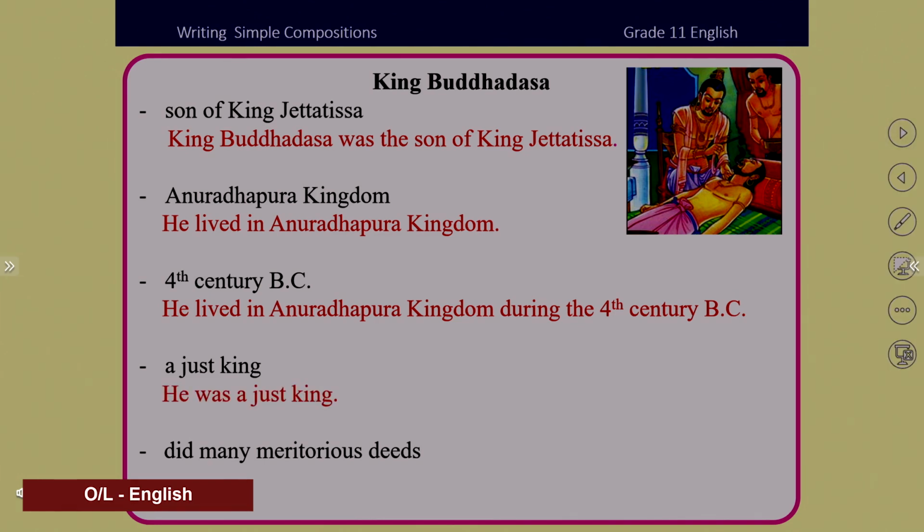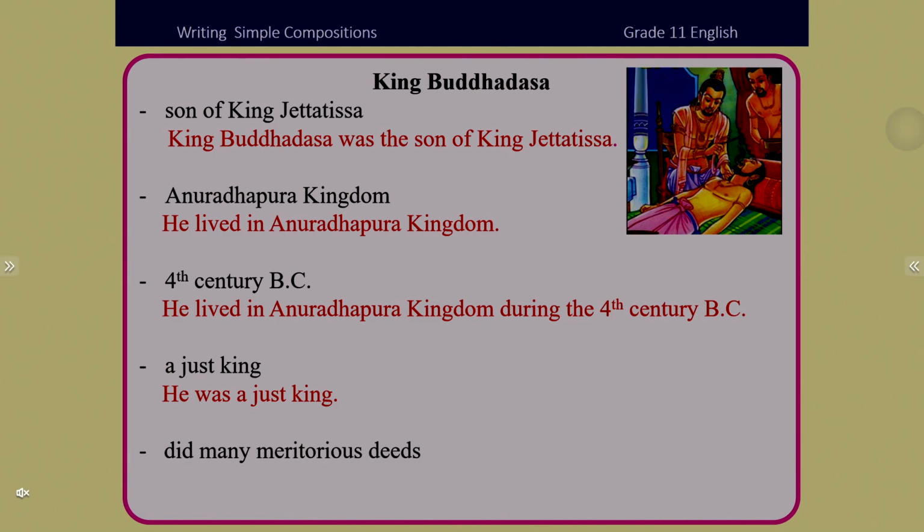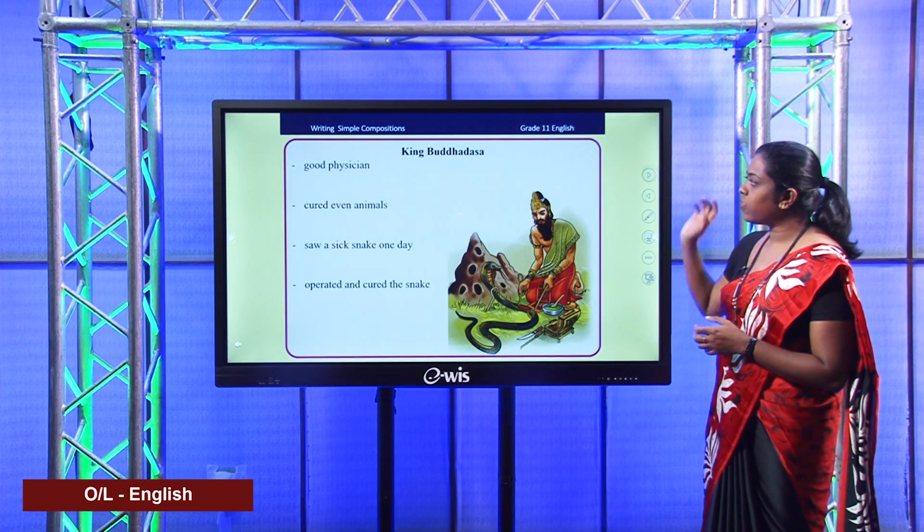He was a just king. Did many meritorious deeds? Right. Simply you include the pronoun in front and you make it a complete sentence. He did many meritorious deeds. We have a few more.